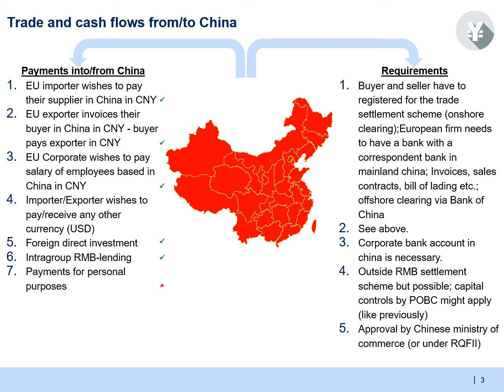eligibility for the scheme. On the other hand, there are still payment forms that are not allowed, for example, payments for personal purposes. And companies that are not under the settlement scheme can still use the CNH, so they can settle their payments in offshore yuan using clearing banks in their offshore hubs.